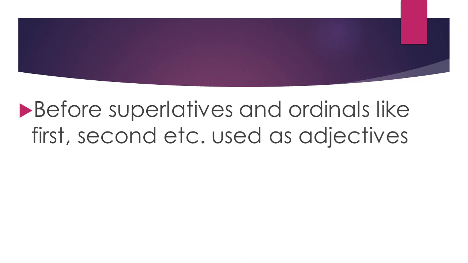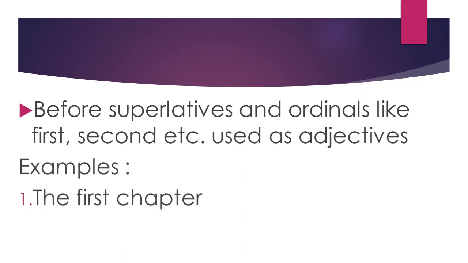Now what do you mean by ordinal numbers? Numbers are of two types. One is cardinal, two is ordinal. Cardinal numbers are 1, 2, 3, 4, 5 and so on. And ordinal numbers are first, second, third, fourth, fifth, sixth, like that. So here we will use "the" before superlative degrees and ordinal numbers. For examples, the first chapter, the best book. Here first is our ordinal number and best is our superlative degree of good.